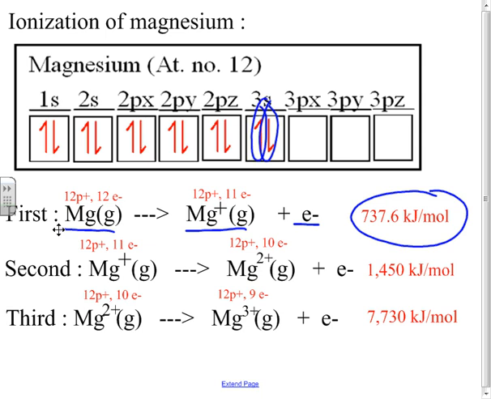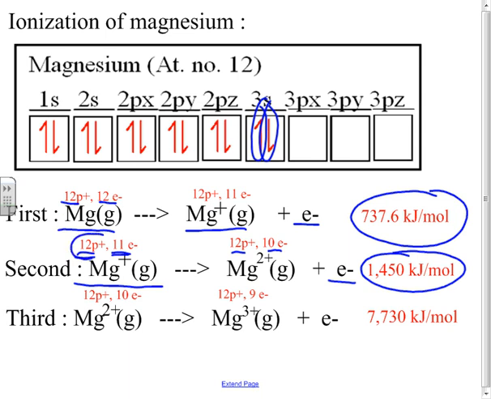Now that second electron is coming out of a positive ion, something that has 12 protons and 11 electrons. And when we remove that outer electron, it's going to have 12 protons, 10 electrons. But it takes much more energy to remove that second electron than the first one. And that is because the first one is coming out of a neutral atom, something that has 12 protons, 12 electrons, while this one has 12 protons and 11 electrons.